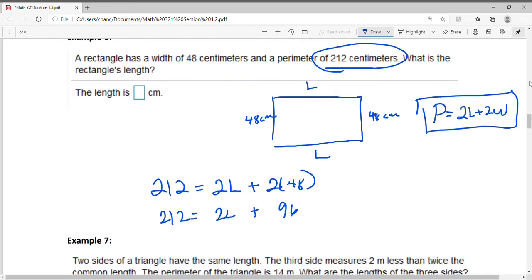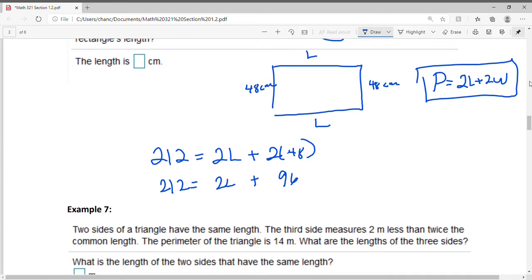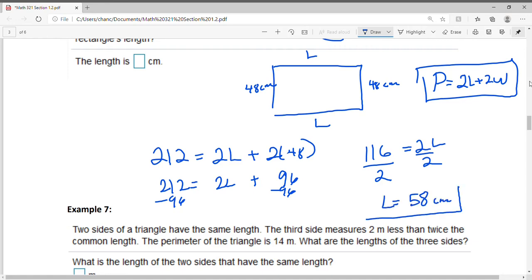And now I have to solve for L. Let's subtract 96 from both sides. That gives us 116 equals 2L. Now I can divide both sides by 2. And that gives us L equals 58. And we know the units is in centimeters. So the answer is 58 centimeters.